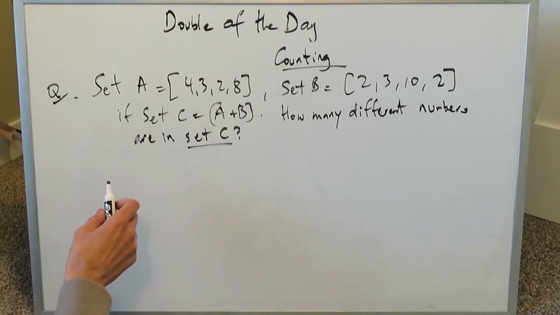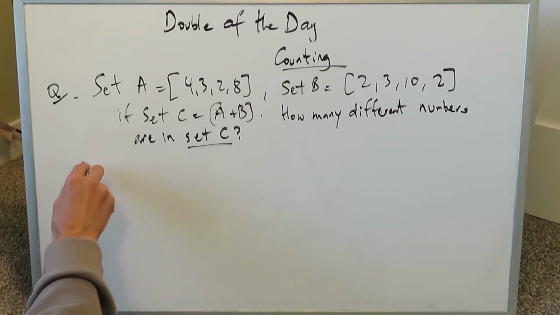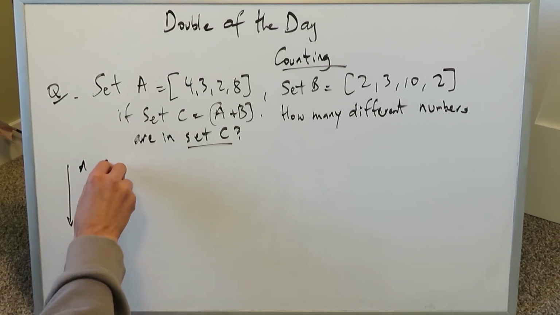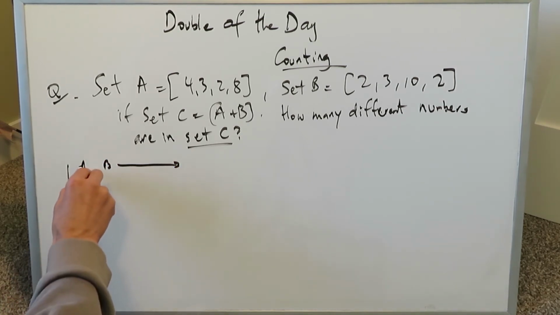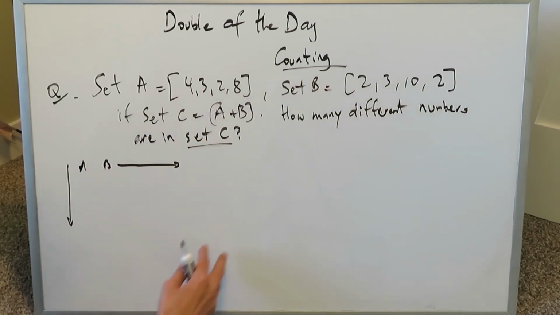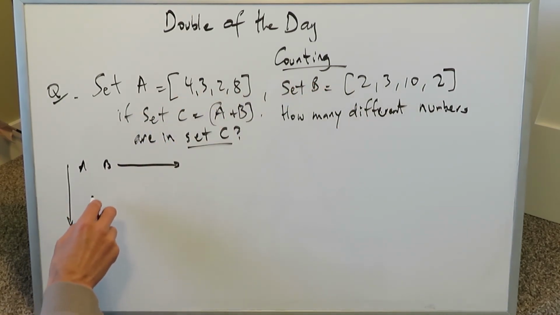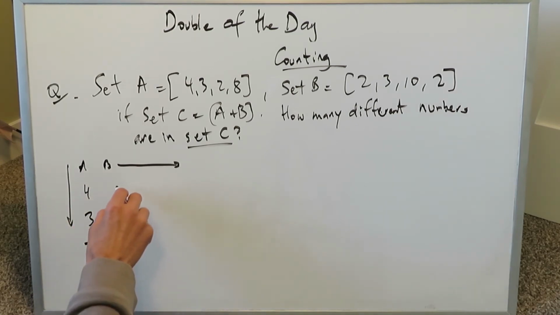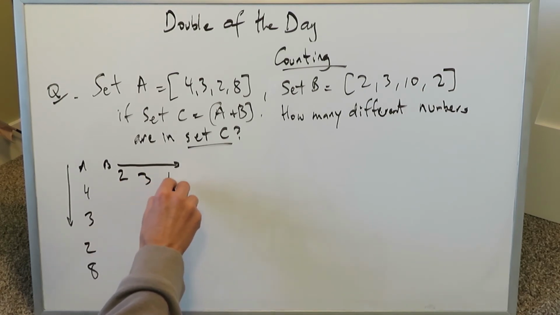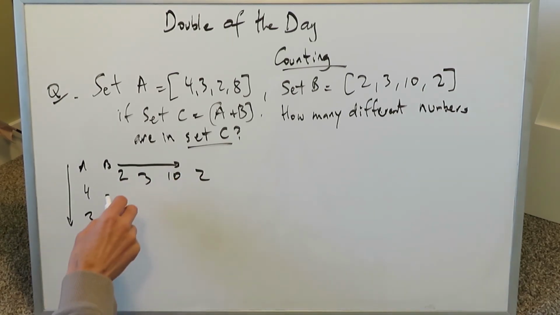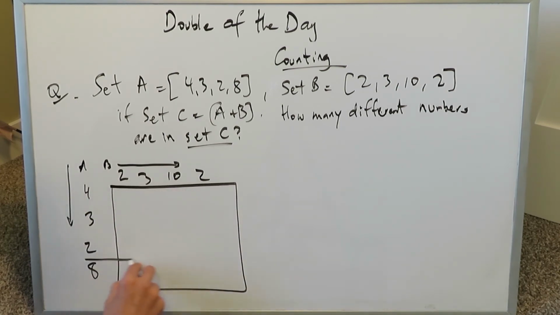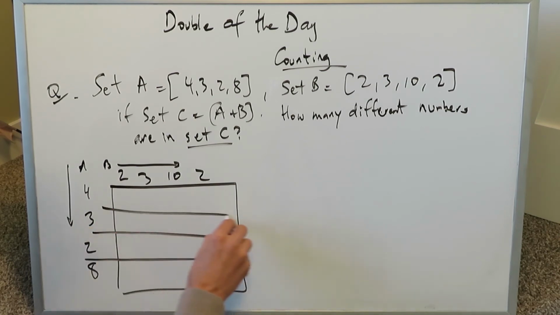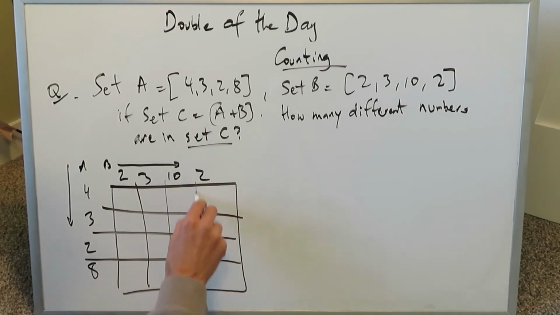How would you go about doing this? I would recommend you do a counting technique and list it all out. If set A represents a column and set B represents a row, if you have 4 here and 4 here, you should have 16 different elements. Let's put the numbers of set A: 4, 3, 2, and 8. Let's put the elements of set B: 2, 3, 10, 2. You can do this any way you want. I'm just showing you for the purpose of class how we can do this in a clear manner, which will be guaranteed to give you the right answer.